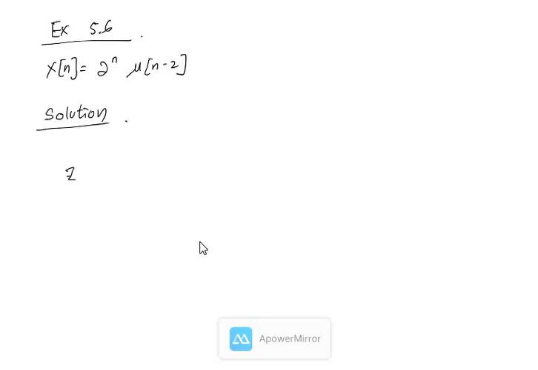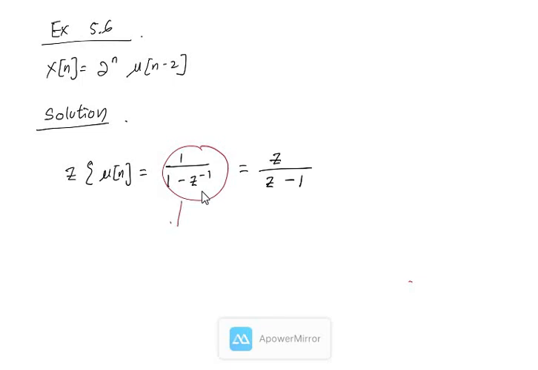We know that the z transform of u[n] is equal to 1 over 1 minus z power of minus 1, or we can say that z over z minus 1. This is different depending on which equation you use. First of all, we use 1 over 1 minus z power of minus 1. In this case, z power of minus 1 will be substituted with a z power of minus 1. If you still remember, the scaling property says that a power of n x[n] gives X(a power of minus 1 z).